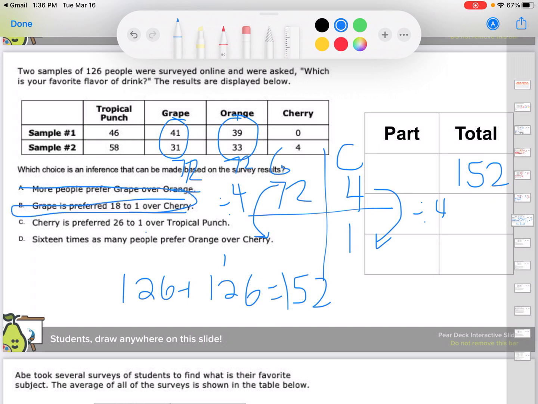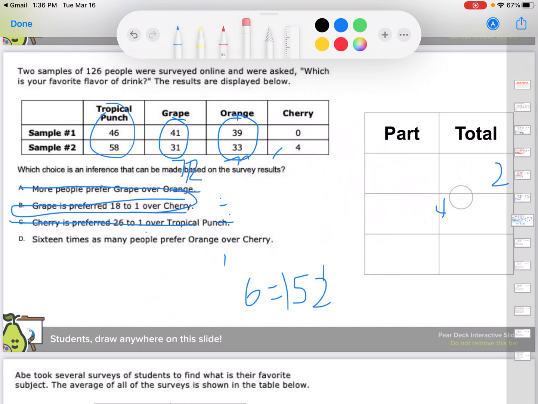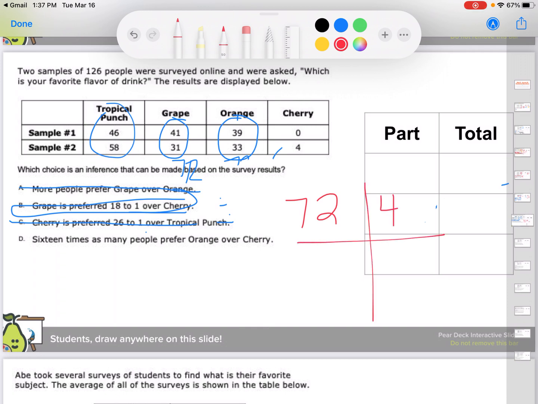Cherry is preferred 26 to 1 over tropical punch. Well, that's not true. Tropical punch is preferred over everything. So 16 times as many people prefer orange over cherry. All right, so let's erase all this junk and try this one out. I have 72 that want orange and 4 want cherry. I know that it's 16 times, so I have to put a 1 here because I want to figure out 16 times as many people. So I'm dividing by 4 on this side. 72 divided by 4 is 18, so that's not true, so it has to be B.